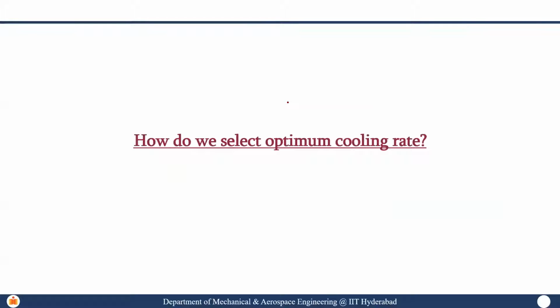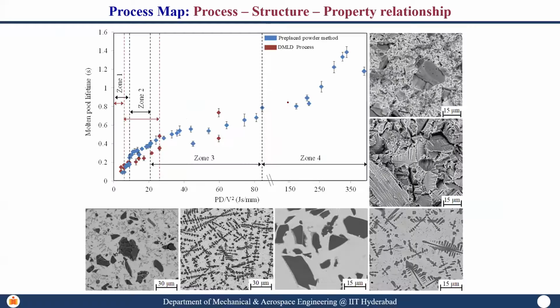Once again, for every material you need to develop that process map. This is the way we have developed the process map. Zone 1 results in porosity. Zone 2 is the optimum one. Zone 3 is dissociation. Zone 4 is excess dilution. This is how we have determined our zones.